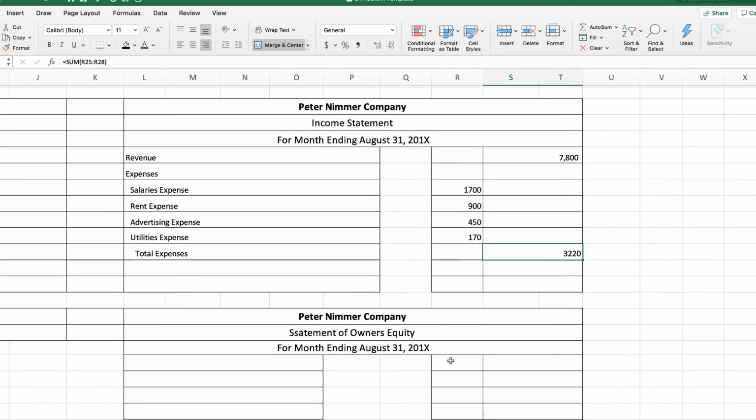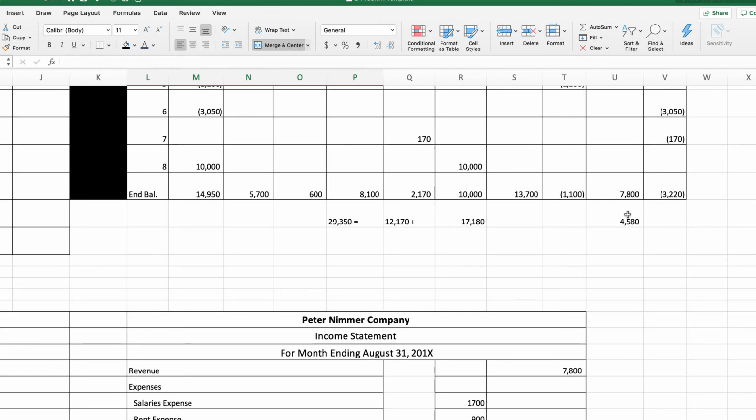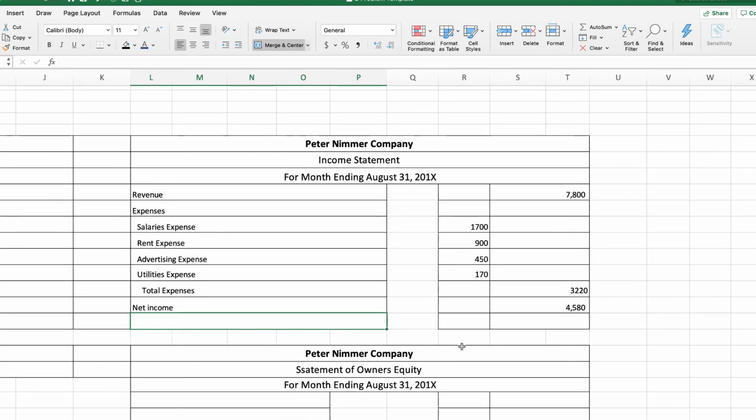Okay, so to figure out my net income, I'm just going to subtract revenues minus expenses. 4580, that's what I calculated up here. Okay, so this is how you put together an income statement.